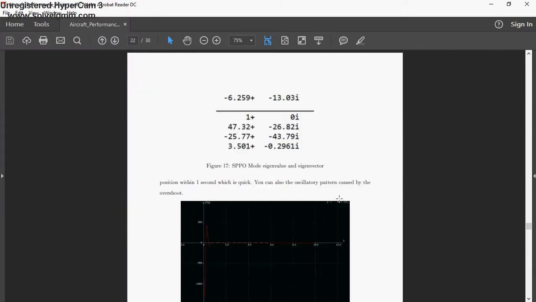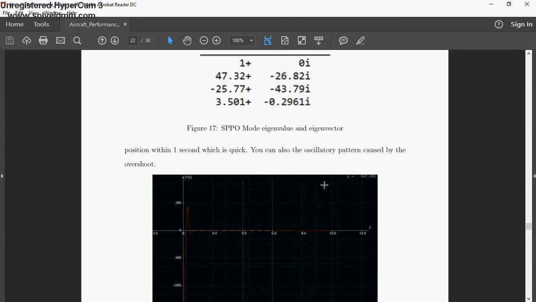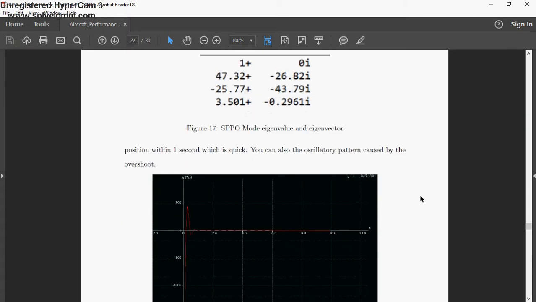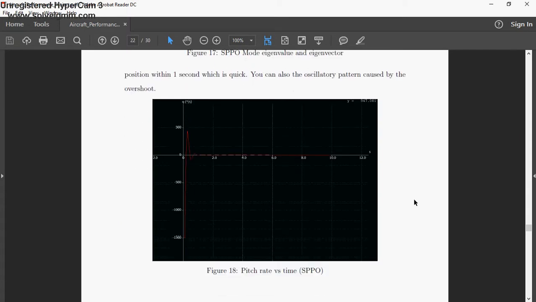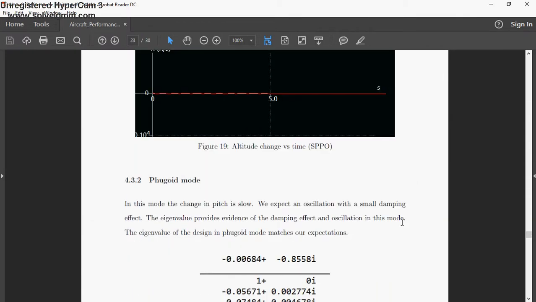We expect the eigenvalue to be negative and have an imaginary term to represent the damping and the oscillation. That is what we see over here. And if you see from our graph of pitch rate versus time, how quickly the system comes back to equilibrium. We also know that the altitude will be constant in SPPO mode, and that is what is shown over here in this graph.